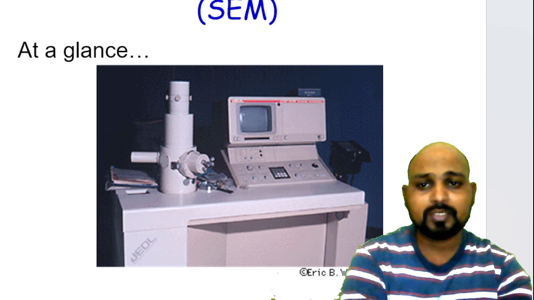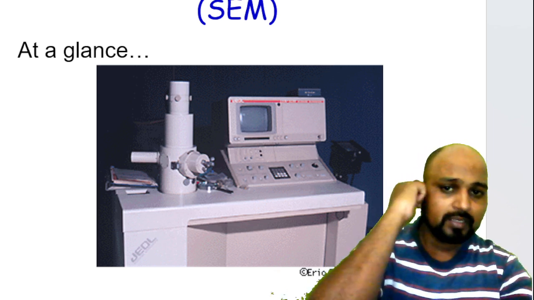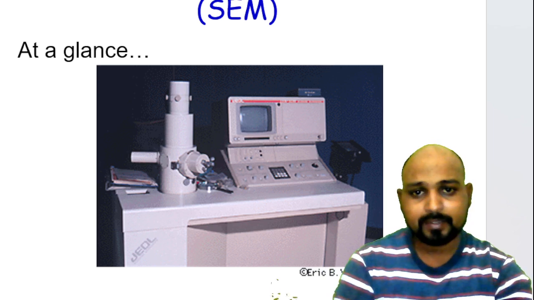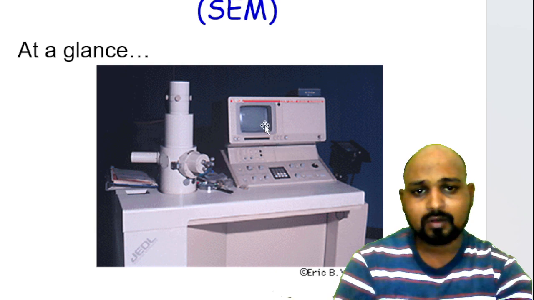So this is an image of a scanning electron microscope at a glance. On the left side of the cylindrical column we can see the electron gun over there. This is the sample holder, and the whole output is seen on this computer screen.